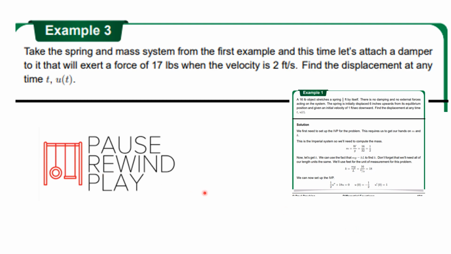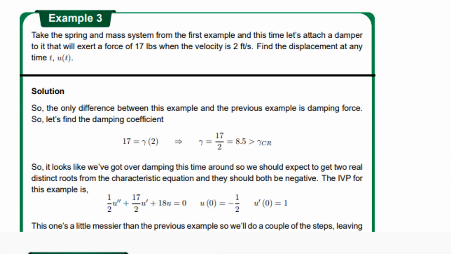Let's see how you did. Now, the only difference between this example and the previous example is the damping force. So we look at the damping coefficient. 17 is equal to gamma times 2, and that means this is 8.5. But now this is bigger than the critical damping. So it looks like we've got overdamping this time. So we'd expect to get 2 real distinct roots from the characteristic equation, and they both should be negative.